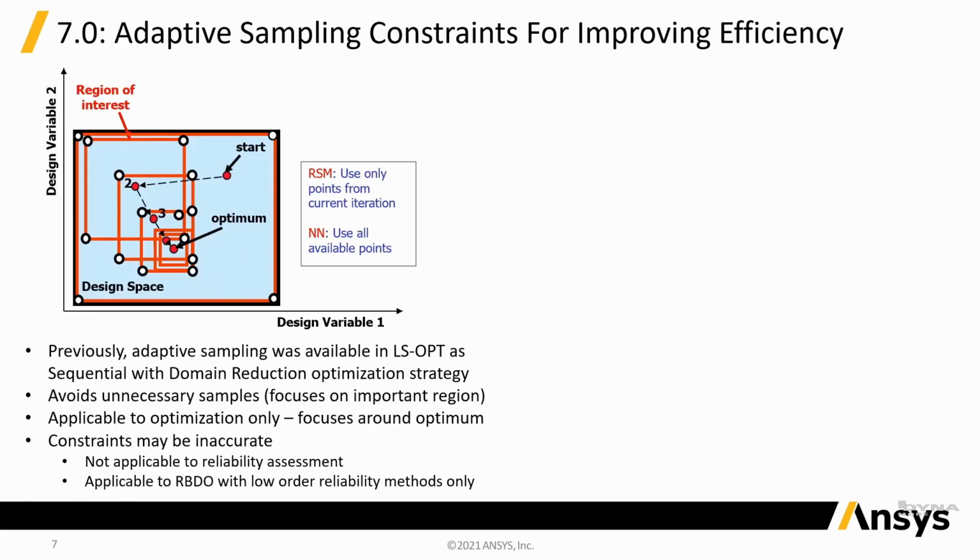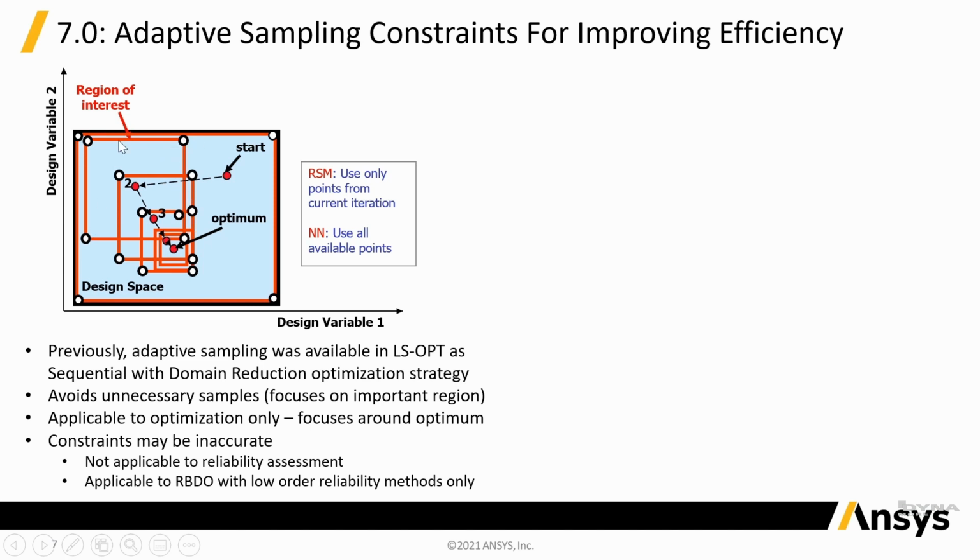In the past, adaptive sampling in LS-OPT was restricted to optimization using the sequential RSM method, in which we started with the entire design space to begin with, and then as the iterations proceeded, the next region of interest was defined around the previous optimum solution.